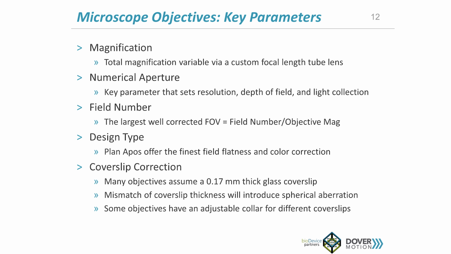Lastly is the microscope objective's cover slip correction. Most biological microscopes are designed for a 0.17 millimeter thick glass cover slip. However, there are some that are adjustable up to cover slips as thick as 2 millimeters. Be aware that a mismatch between the cover slip thickness and the design thickness of the objective would induce optical aberrations such as spherical aberration.